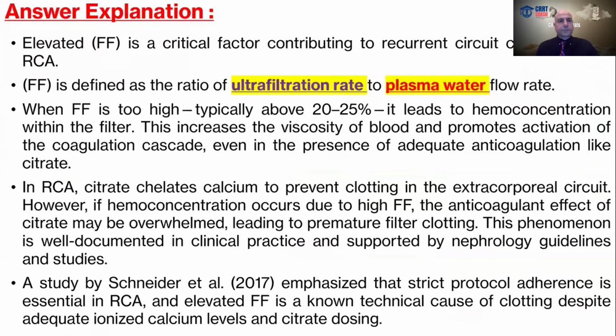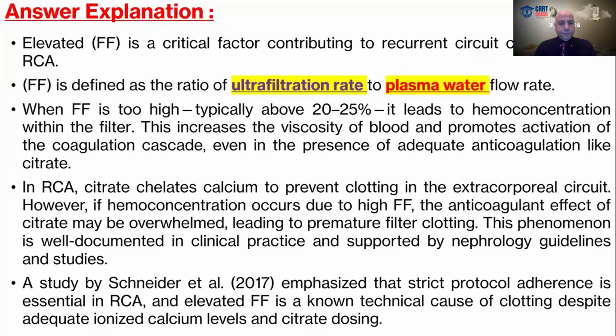Elevated filtration fraction is a critical factor contributing to recurrent circuit clotting during RCA. Filtration fraction is defined as the ratio of the ultrafiltrate rate to the plasma water flow rate. When the filtration fraction is too high, typically above 20 to 25%, it leads to hemoconcentration within the filter. This increases the viscosity of the blood and promotes activation of the coagulation cascade, even in the presence of adequate anticoagulation like citrate.